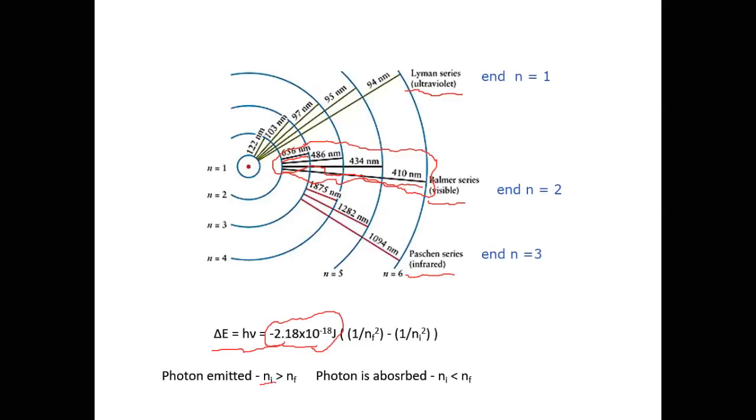And if the initial level is greater than the final level, a photon is emitted, meaning it releases energy. When the initial level is less than the final level, a photon is absorbed. So there's lots of different equations to use to calculate different properties of these transitions.